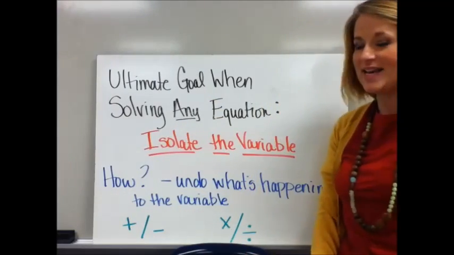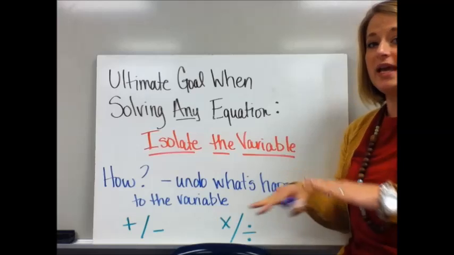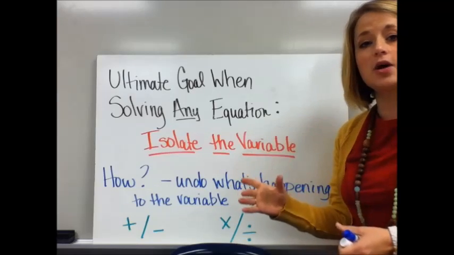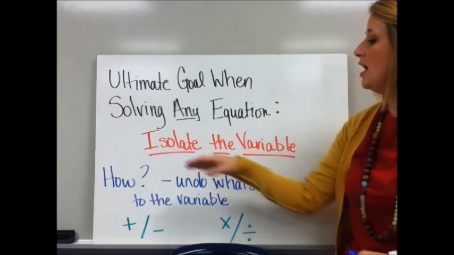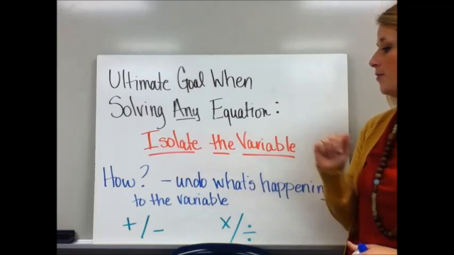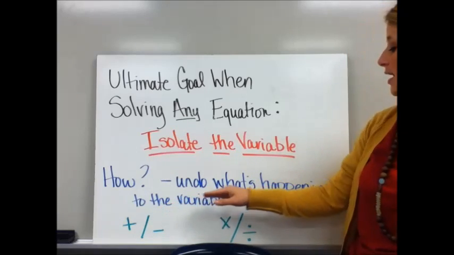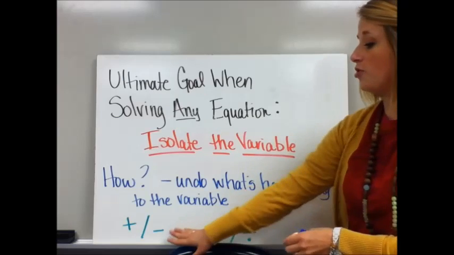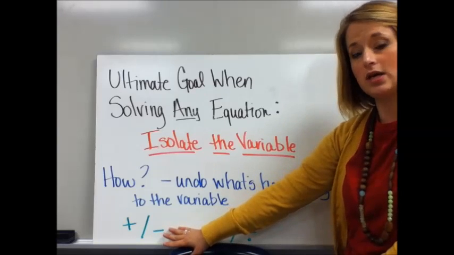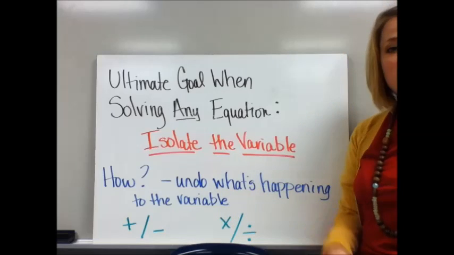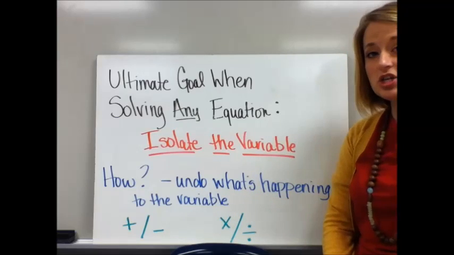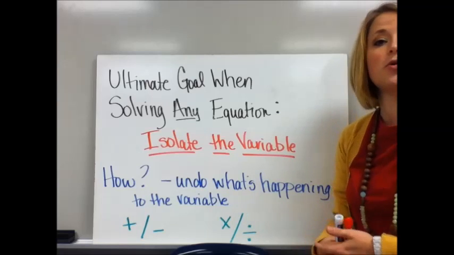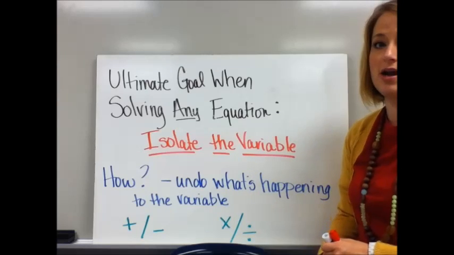There it is again. The ultimate goal when solving any equation, whether it's these small equations we're doing in 7th grade math or the crazy equations you're doing in Algebra 3, is to isolate the variable. How do we do this? We undo what's happening to the variable. In 7th grade world, we're dealing with addition and subtraction undoing each other, and multiplication and division undoing each other. Next year, you're going to see how square roots and squaring a number are inverses of each other, or a cube root and a cube of a number are inverses of each other.